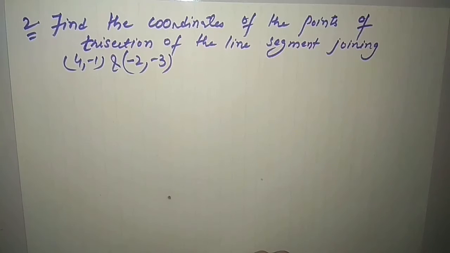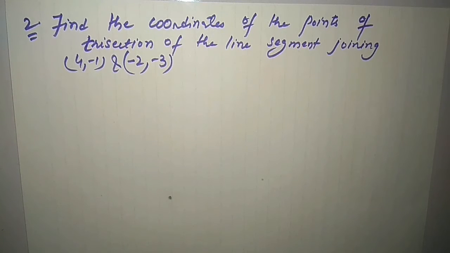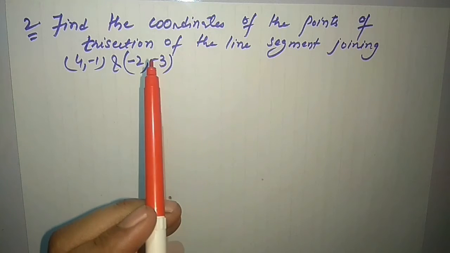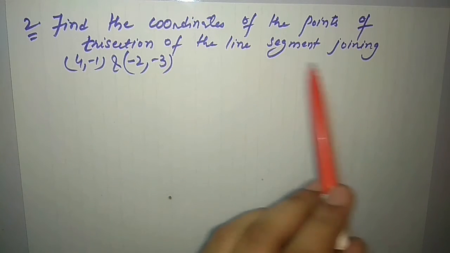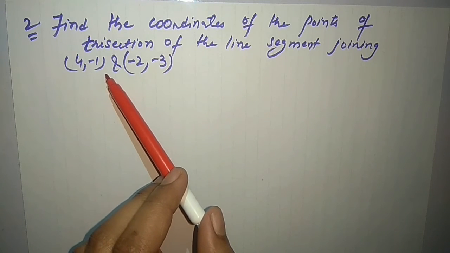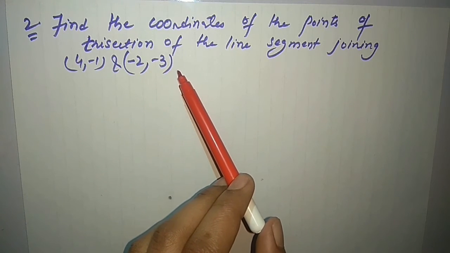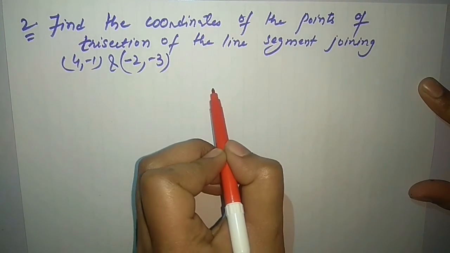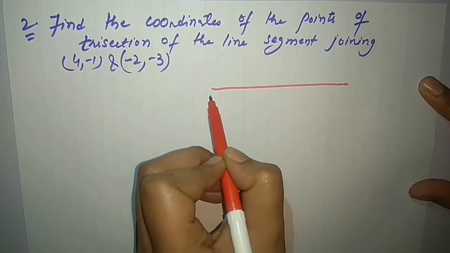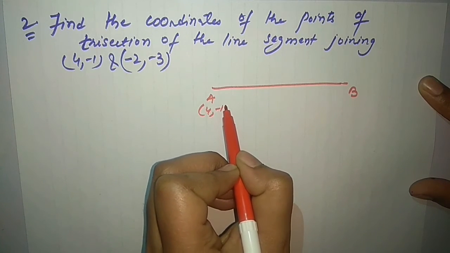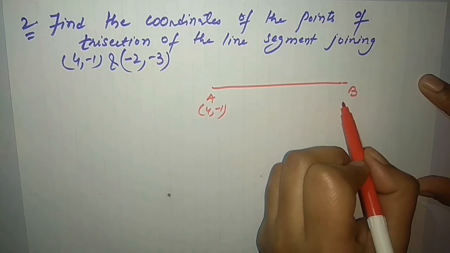Now what if the ratio is not directly mentioned in the question? Like in the second question of exercise 7.2: find the coordinates of the points of trisection of the line segment joining the points (4, -1) and (-2, -3). In this we are not given the ratio, but the word trisection is written here. So again draw the figure. Here we have a point A and a point B. A is (4, -1), this is x1, y1, and here is point B, that is (-2, -3).